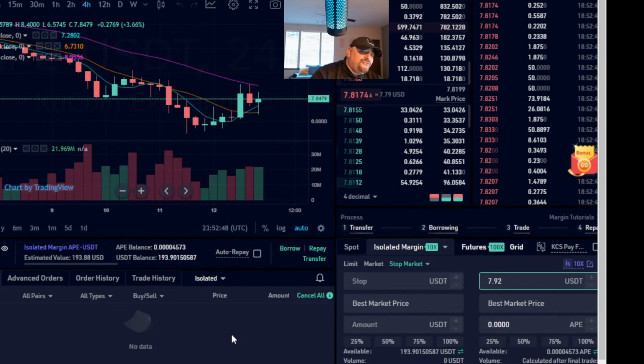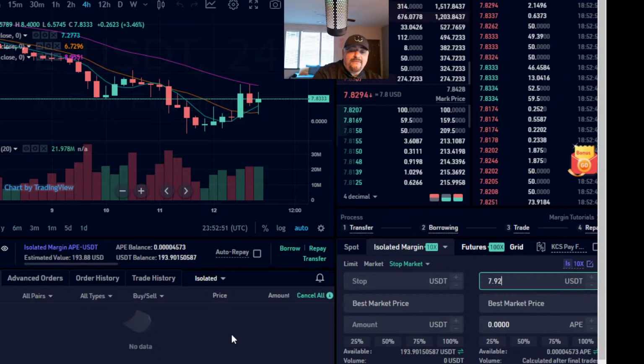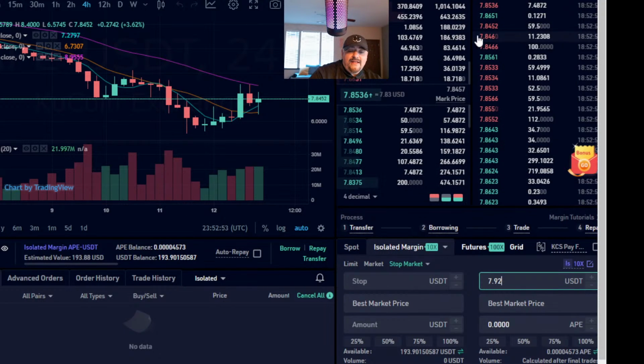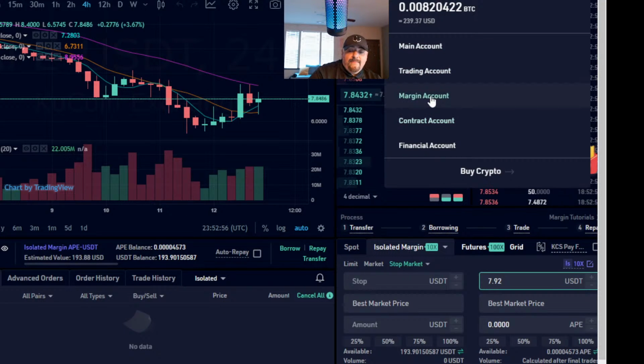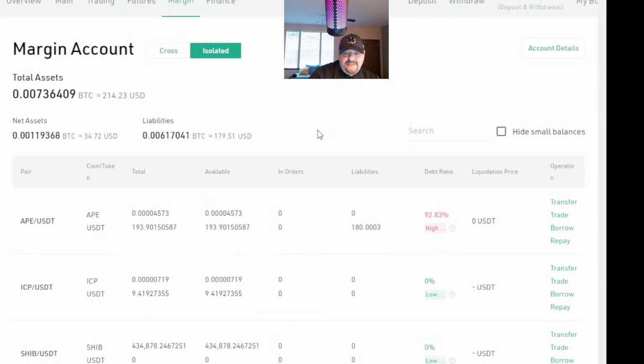Now, this obviously got triggered already because ApeCoin fell from the $8 mark. And since it already hit the $8 mark, it actually sold for me. So since it sold for me, I can go back to my margins. And what we're going to see here is that I still have a debt ratio, but I don't have any ApeCoin, because my stop market, the amount that I was willing to lose at $8, got triggered by ApeCoin, so therefore it sold it, and now all I have is USDT.